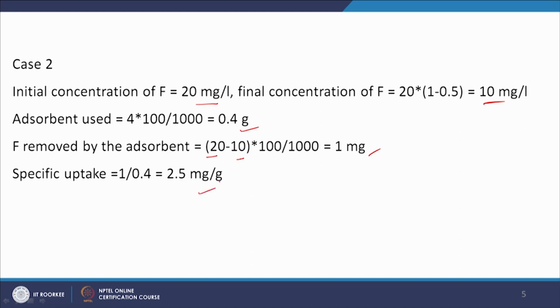So, in the second case the specific uptake is 2.5 mg per gram, but in the first case the specific uptake is 2 mg per gram. So, you see in this case with the increase of initial concentration we are getting lesser percentage removal, however, we are getting more specific uptake. This is apparently an opposite trend.